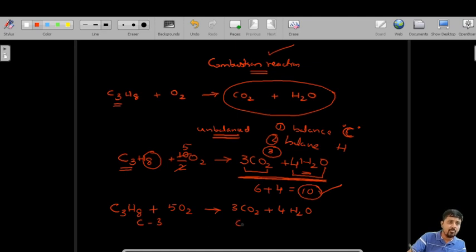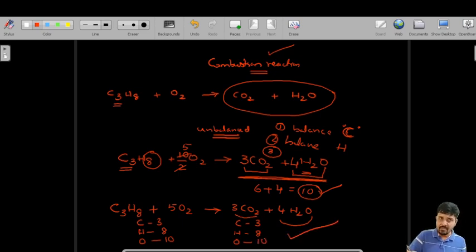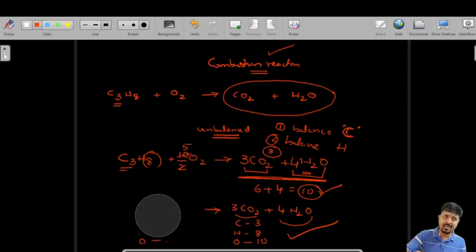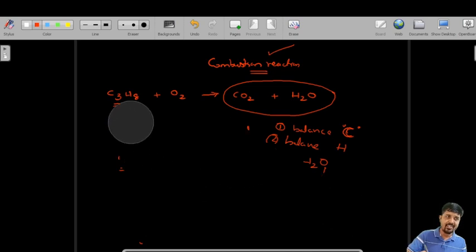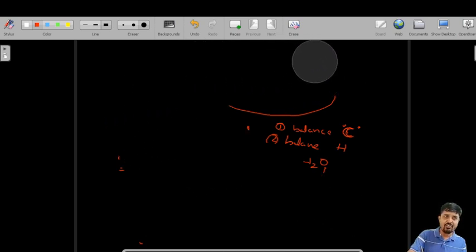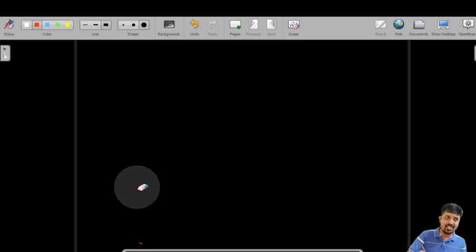Now look, how many carbons are here? 3. How many carbons are here? 3. How many hydrogens are here? 8. How many hydrogens are here? 8. How many oxygens are here? 10. How many oxygens are here? 3 2s are 6 plus 4 is equal to 10. Isn't it a balanced chemical equation? Easy? It is the best way to balance any combustion reaction. Shall we go for another example? Okay, I'll give you another example. We will solve that also. Whenever you see a combustion reaction, please solve it by this method. It is the easiest way of solving it.